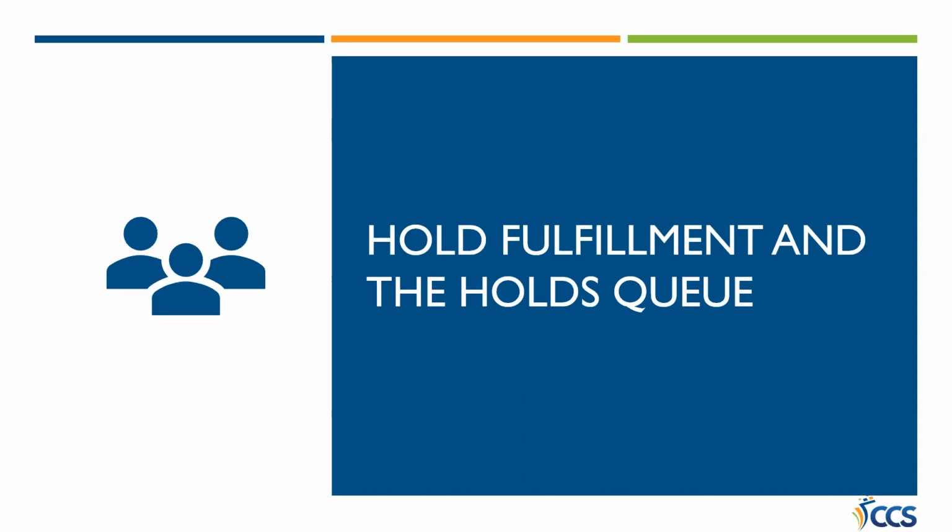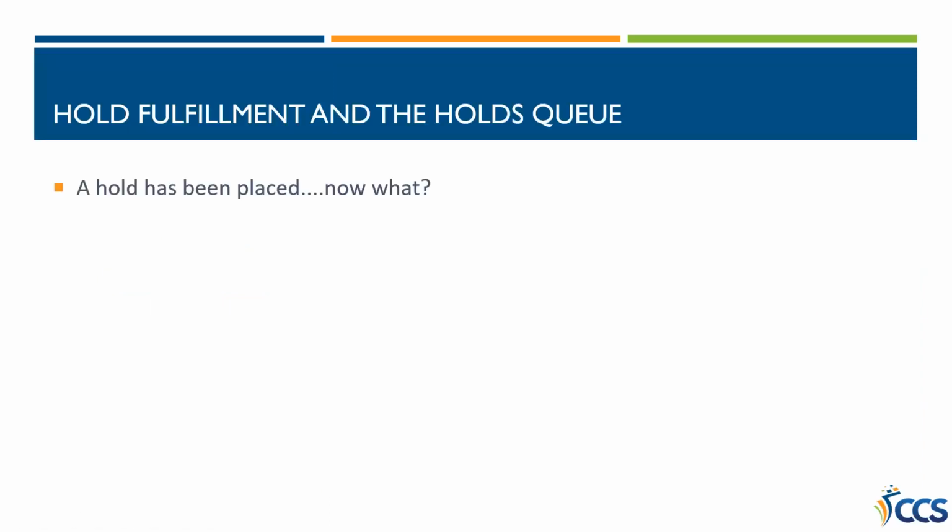Okay, so final section we're going to talk about is how the holds queue fills holds. So earlier, when we placed our hold, we asked, how does Polaris connect that hold with a copy? And we said the answer is going to be different based on if there are available copies on shelf or not. Ooh, I have a question.